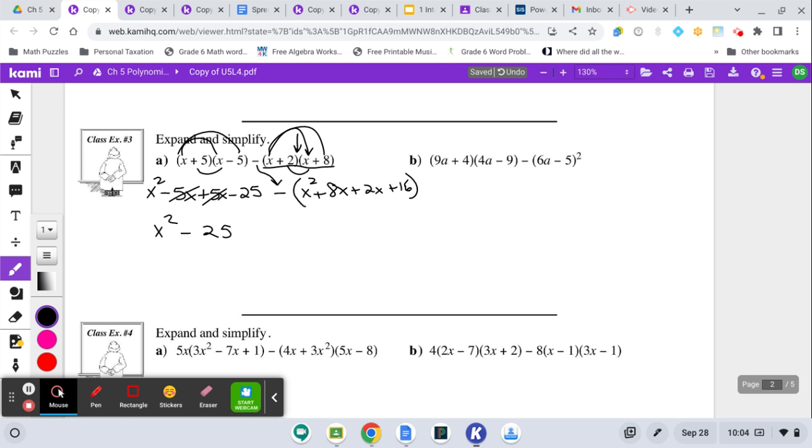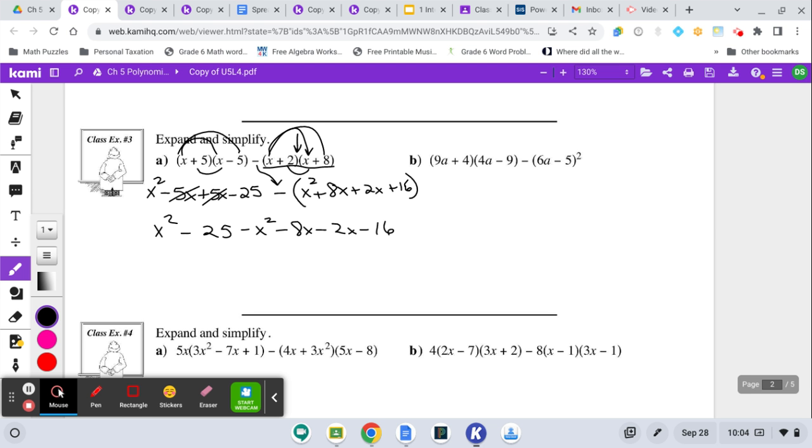Now everything in here is going to change signs. It all has to be negated. So minus x squared minus 8x minus 2x minus 16. Guaranteed, if you have a question wrong and you put a pen and say, Mrs. Sewell, I don't know where you went wrong, I can just walk over and say, did you watch your signs? 99.9% of the time you made a mistake with a sign, with a plus or minus, almost every time.